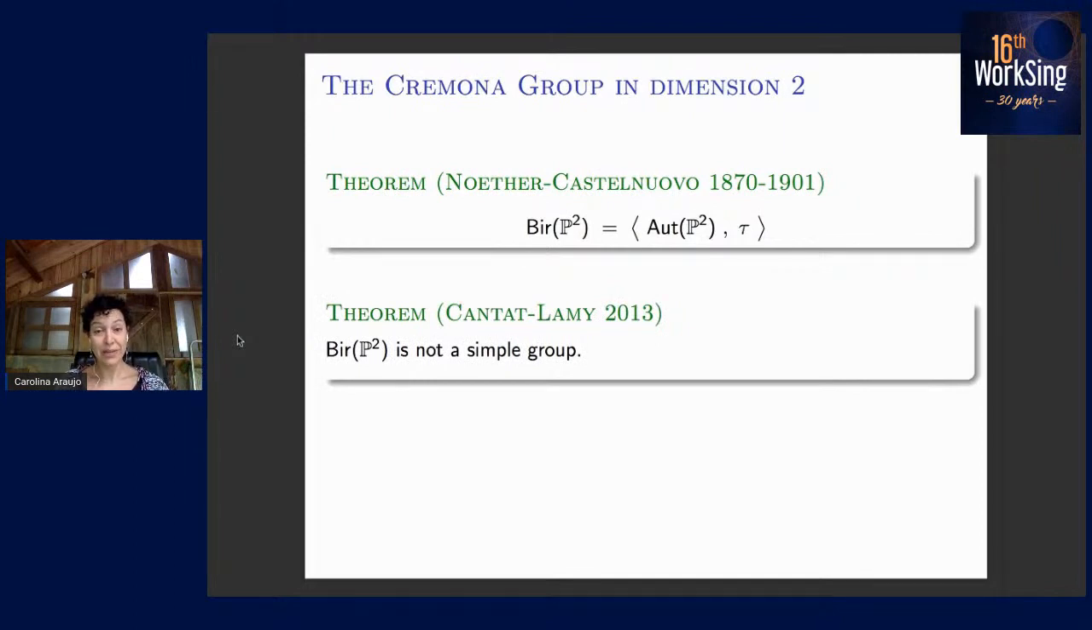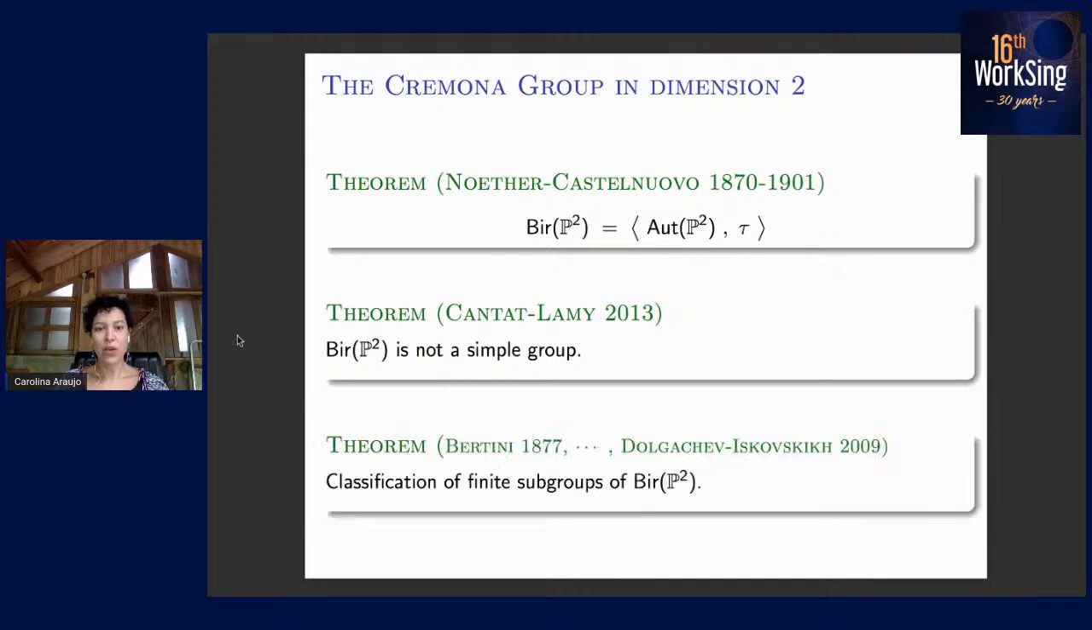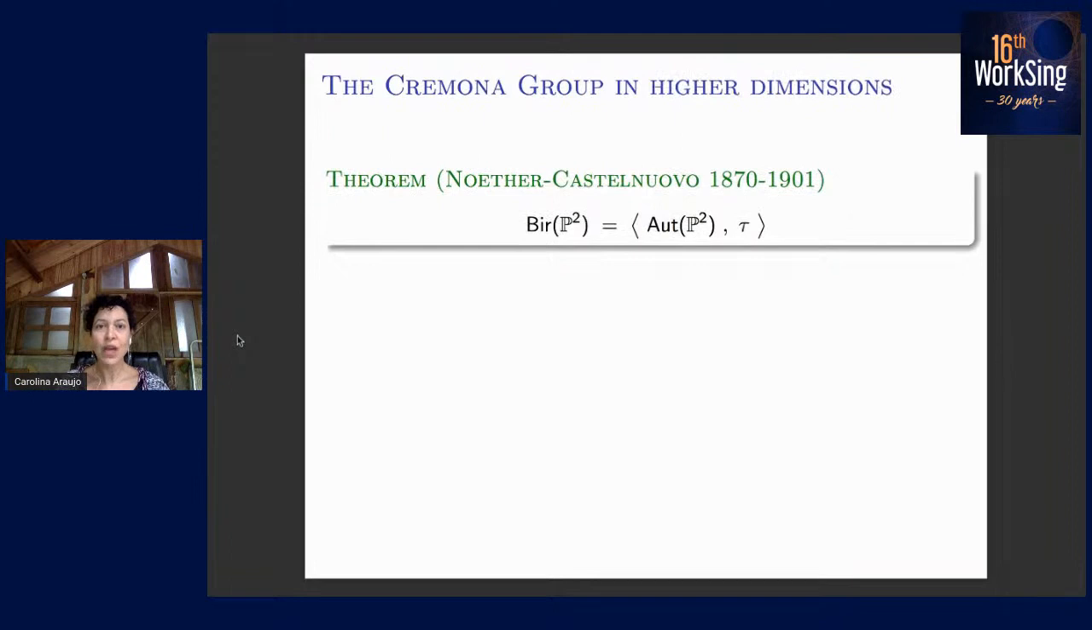For instance, only some 10 years ago, we had an answer to a very natural question, namely simplicity of the group. Cantat and Lamy proved that the Cremona group in dimension 2 is not a simple group. And also the question of classification of finite subgroups was only finished recently. This started with the work of Bertini in the 19th century, and only very recently, with the work of Dolgachev and Iskovskikh, we now have a complete classification of finite subgroups of the Cremona group of P2.